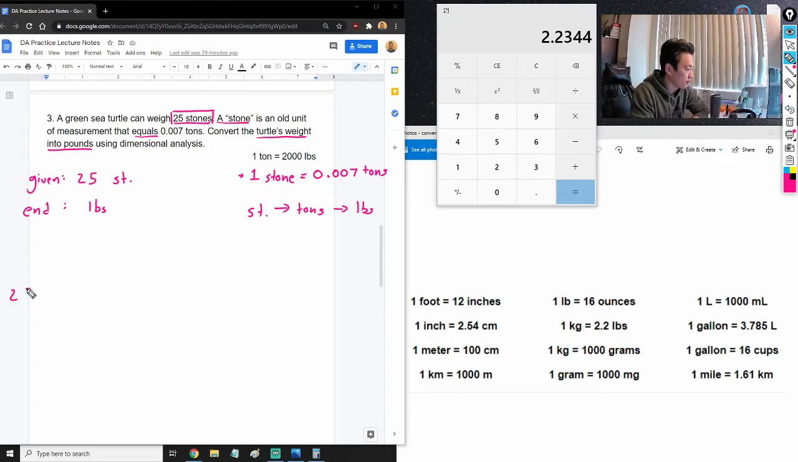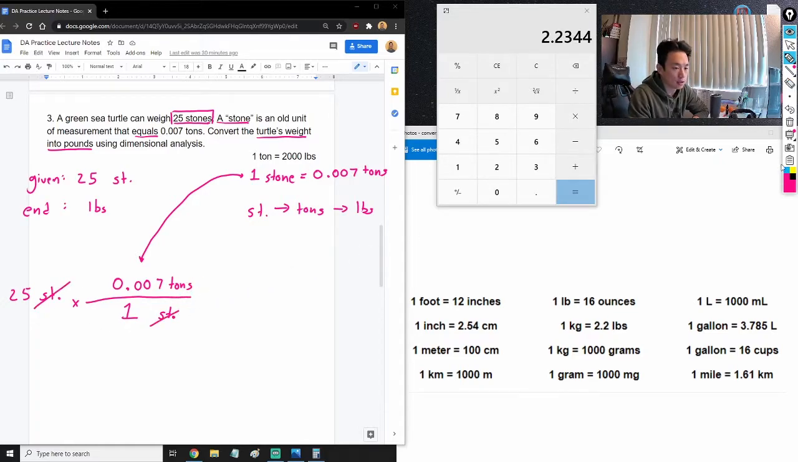So we have 25 stones, 25 ST. We're going to set up a fraction. Whatever you want to get rid of, you put on the bottom. You want to get rid of stones, so I'm going to put stones on the bottom. Now, we're going to be using this equation right here to go from stones to tons. So the number next to stones is 1, so I'm going to write 1. And then the number that 1 stone is equal to, it's equal to 0.007 tons. Okay? And then that allows us to cancel out the stones, and now we have tons.